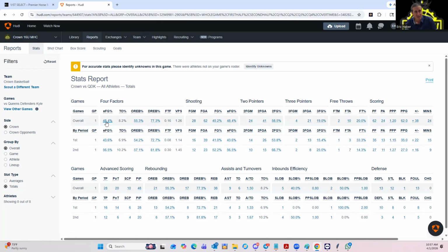Was it just bad shot selection or was it just bad shooting? Bad shooting is kind of tough to fix right off the bat. You just have to train and get better. But bad shot selection we can work on.